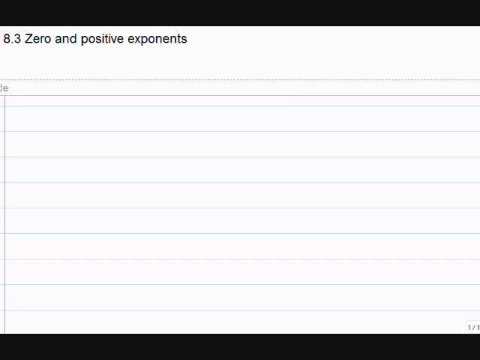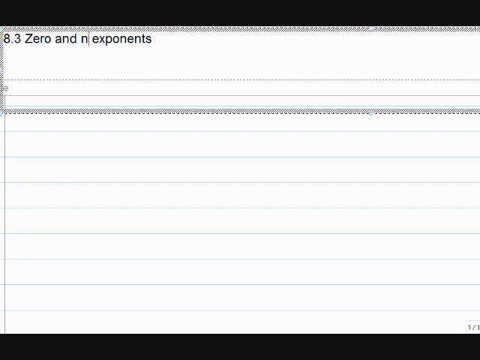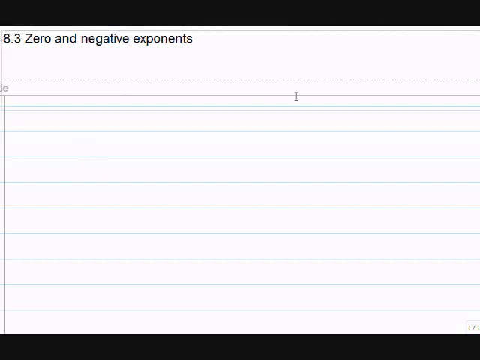Okay, so our last bit of exponents, the theory with exponents, will be when you have 0 as an exponent. And I just wrote positive here, and I didn't mean positive. I mean negative. There we go. 0 and negative exponents. That's what we're going to look at.